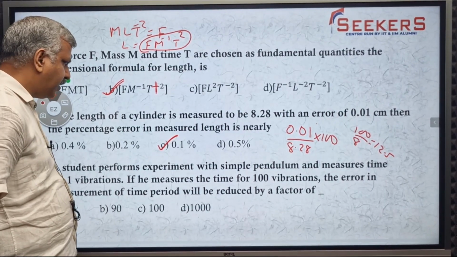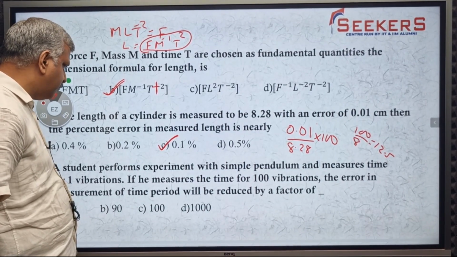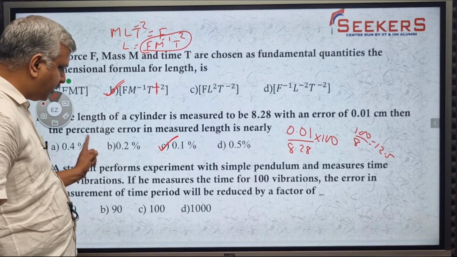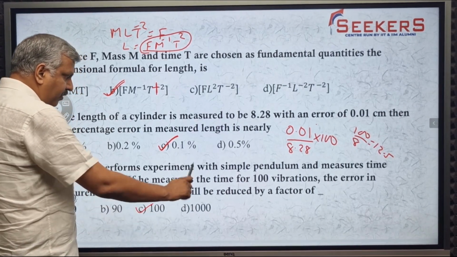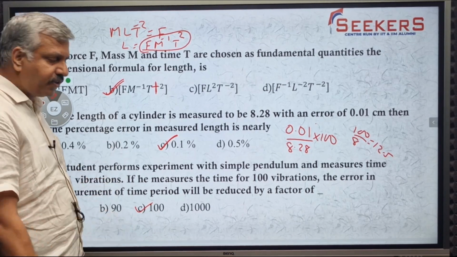If he measures the time for 100 vibrations, the error in the measurement will be reduced by a factor of 100. Already we did this in the first question before, that whenever the number of data points increases, the errors in the measurement decrease.